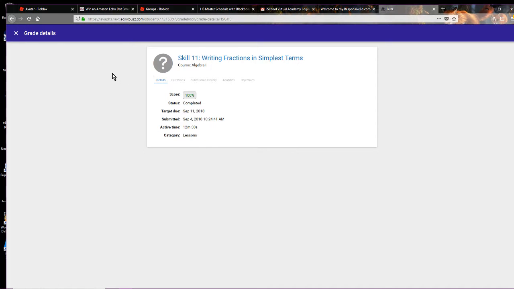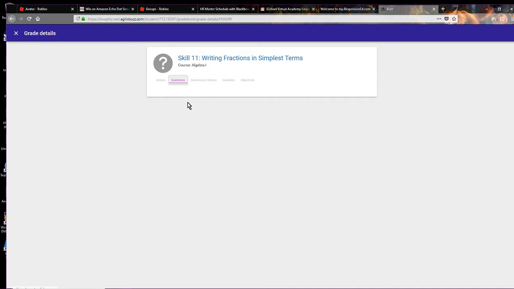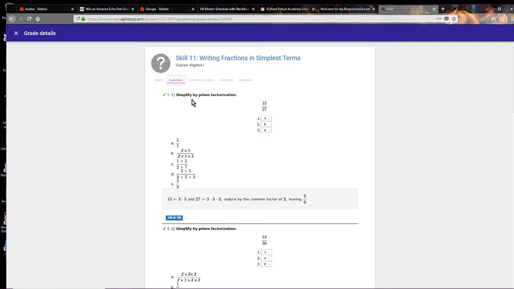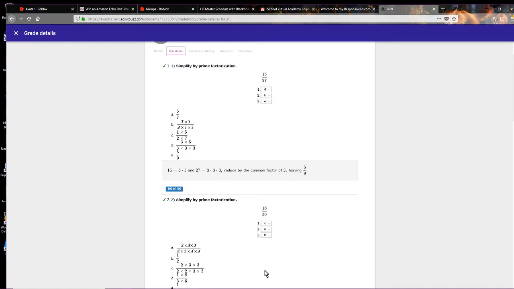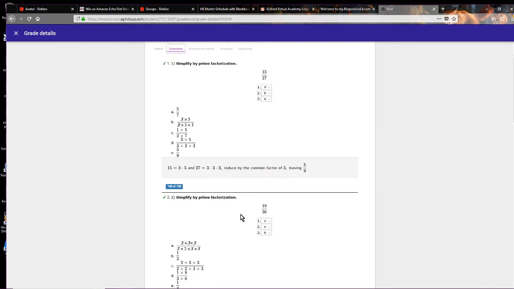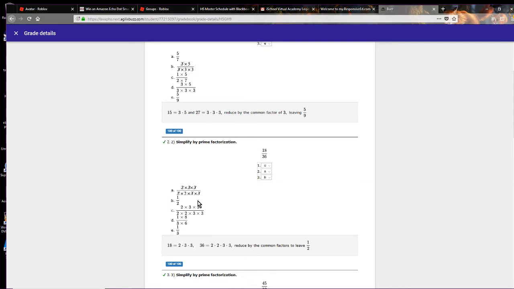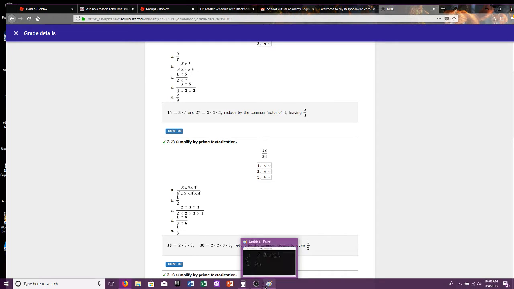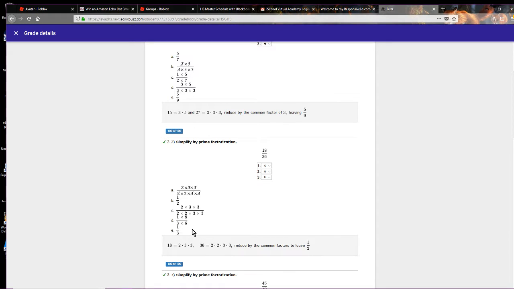That's my grade on it, by the way, if you were asking. Okay, so it looked like this. We were doing 18 over 36. If you look at this, we got the answer of 1/2. So if we go back here, give you a second to look at this.